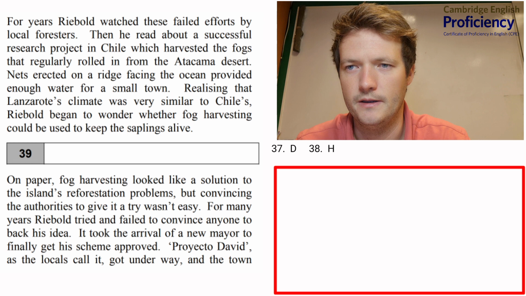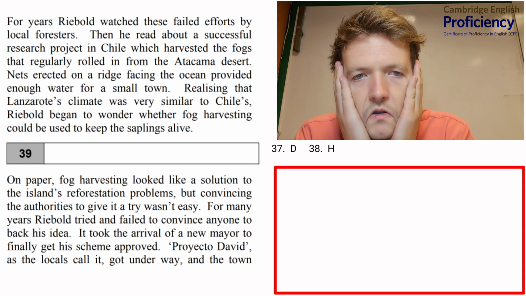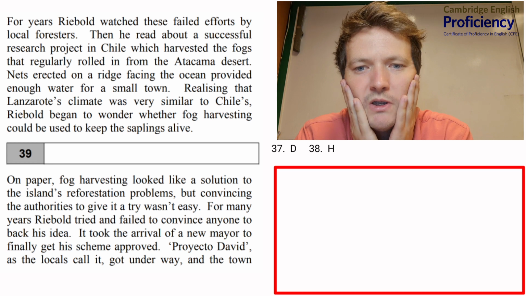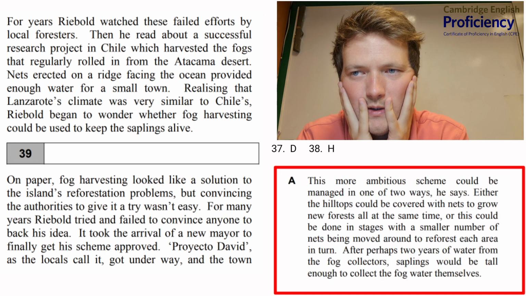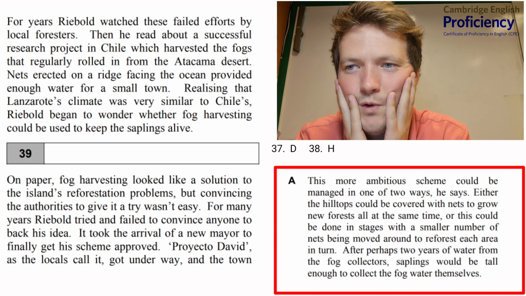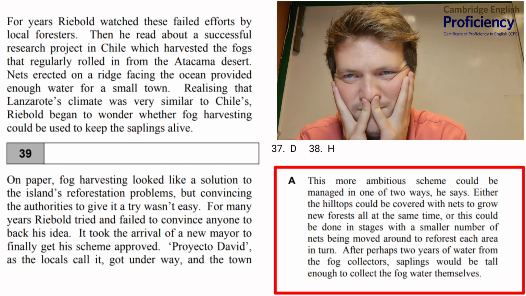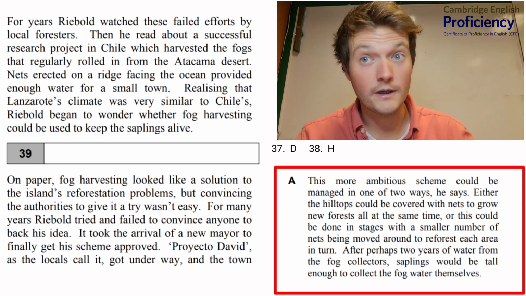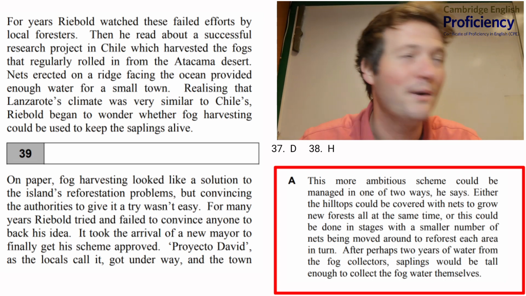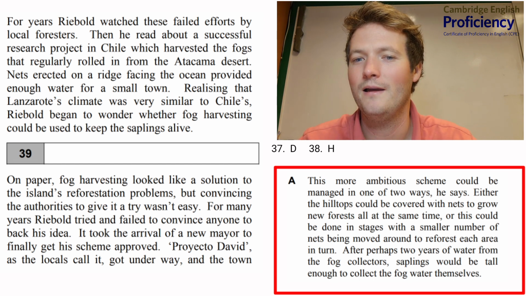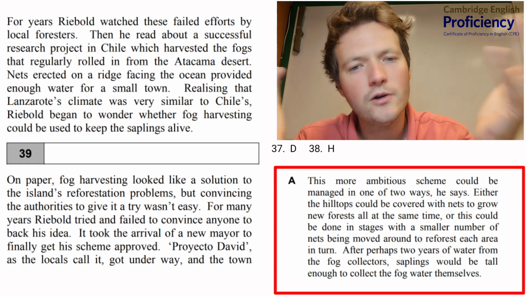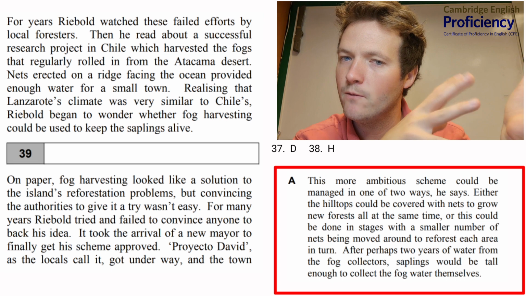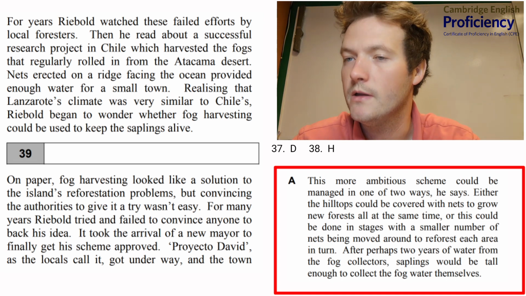Let's have a look at 39 then. Okay, so we're talking about the comparison between Chile and Lanzarote and the fog harvesting that could be used to keep saplings alive. Okay, this more ambitious scheme could be managed in one of two ways. Again, okay, we're talking about a plan, yes. But we're still talking about the same plan. And now the only difference is that they have explained how it's being done. Maybe it's a more ambitious scheme than what the local foresters had done in the past, so maybe.